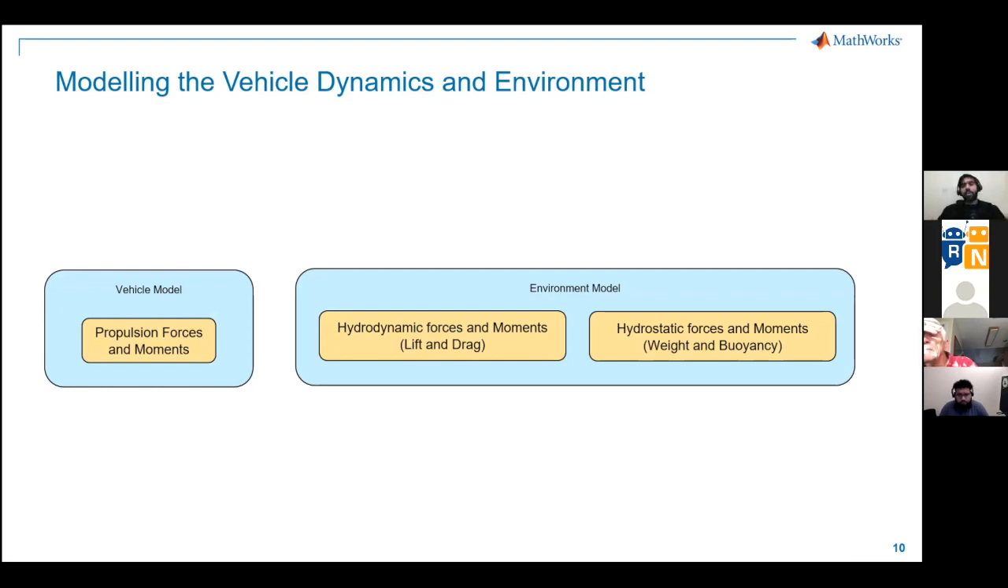Hydrodynamic forces are the forces that change with respect to the motion of the AUV, like lift and drag. And hydrostatic forces are forces that remain fairly constant with the motion of your AUV, like weight and buoyancy. They won't change.